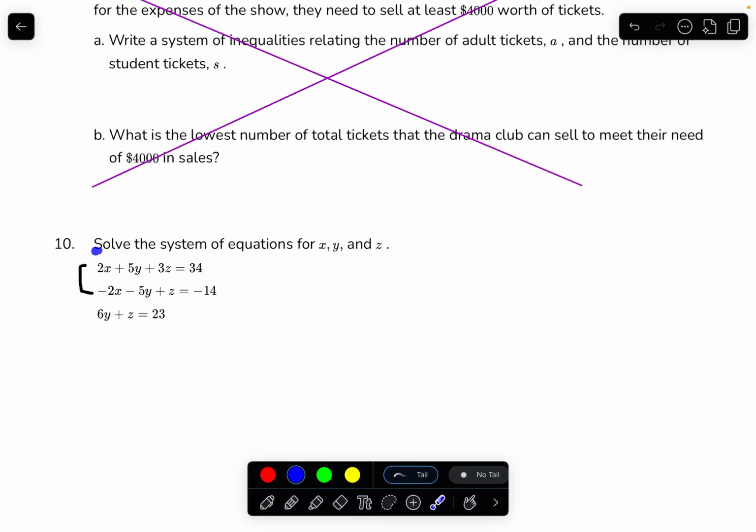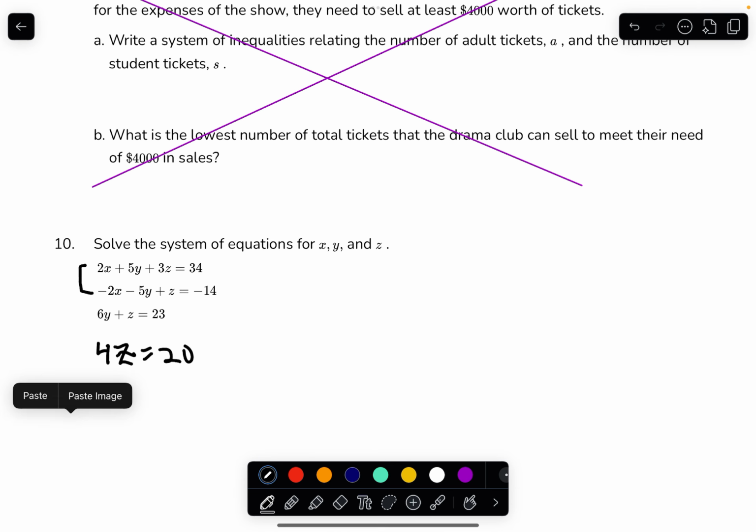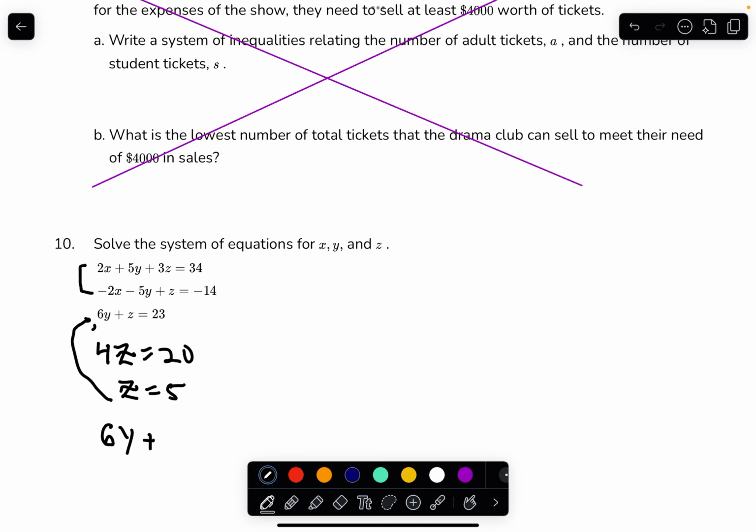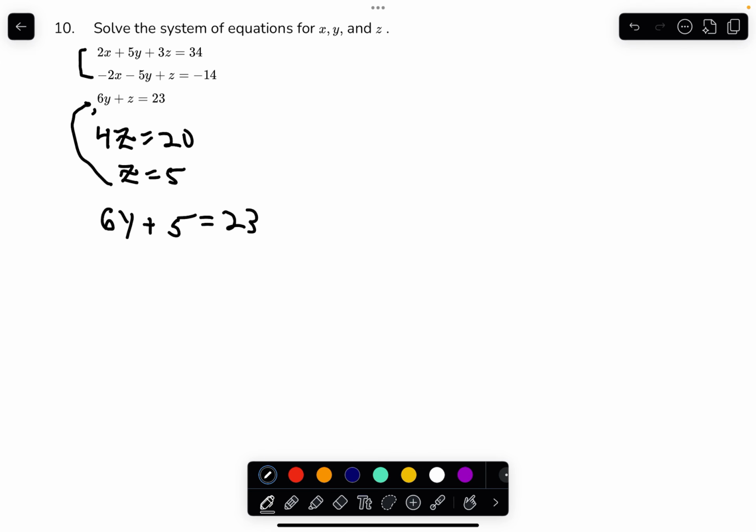So if you do that, you get 2x plus a negative 2x is 0. 5y plus a negative 5y is 0. And then 3z plus z is 4z. So by adding the top two equations, you end up with 4z equals 20, because you have to add the right side, right? So that's 20, so z is equal to 5. Well, now we can substitute that into the bottom equation and solve for y. 6y plus z, but z is 5, equals 23. Subtract 5 from both sides, 6y equals 18. Divide by 6, y equals 3.